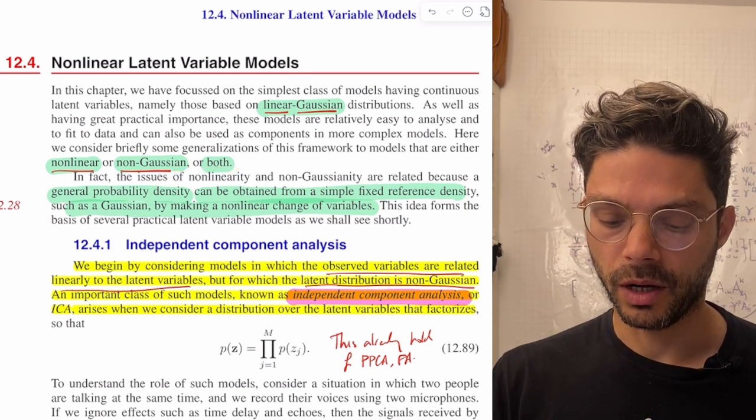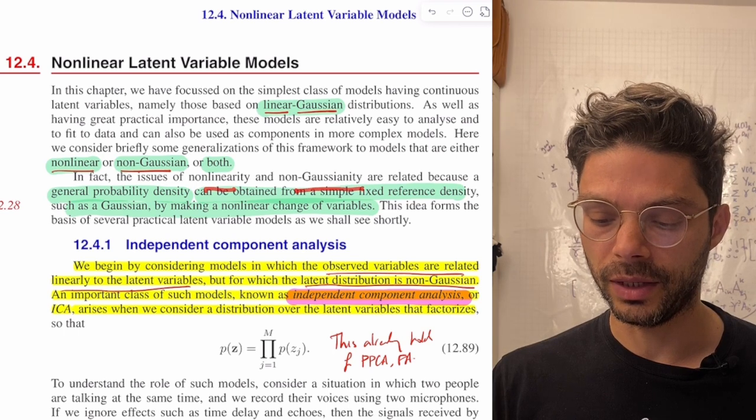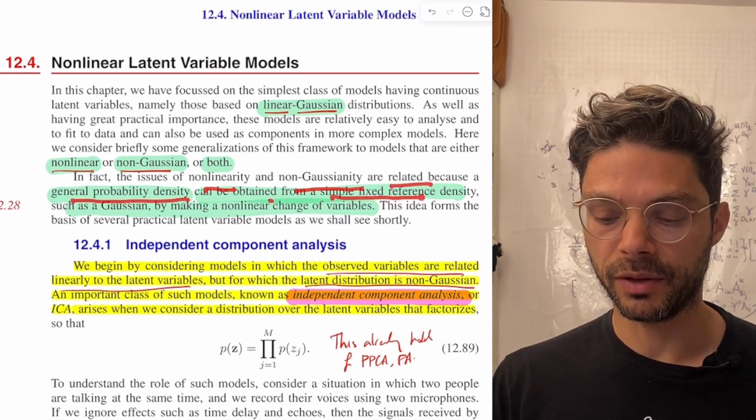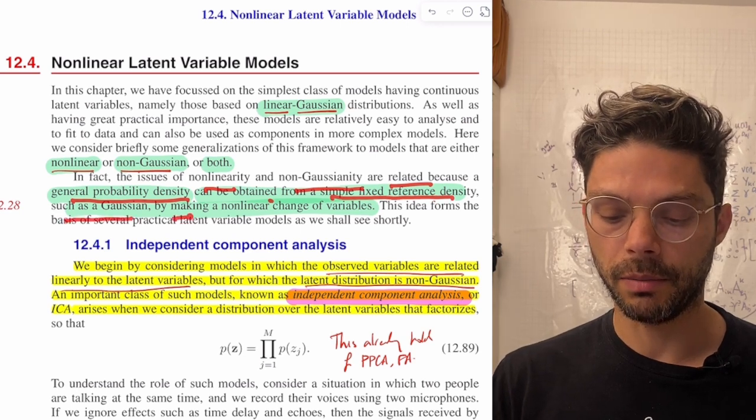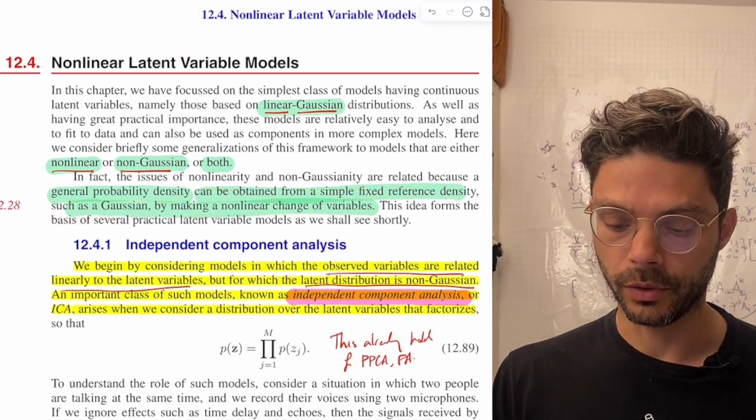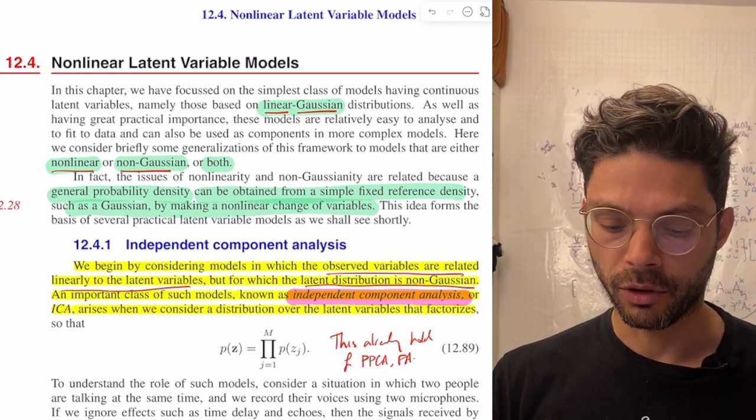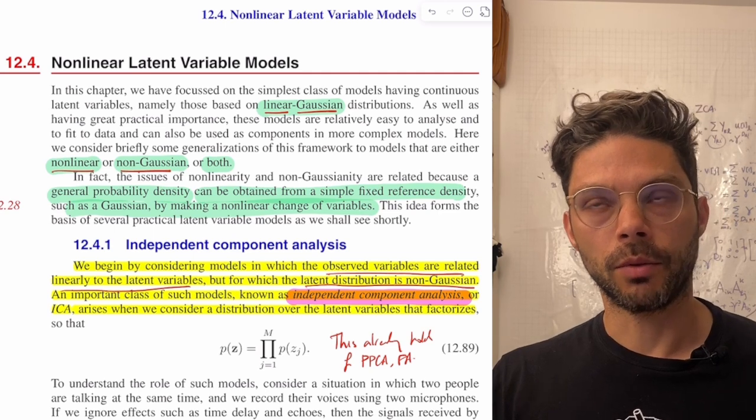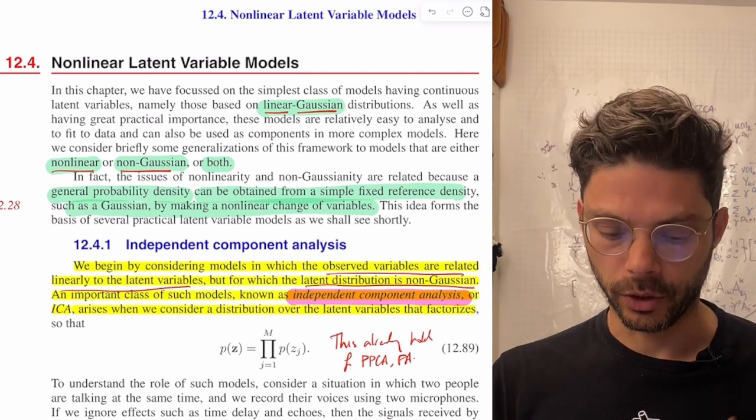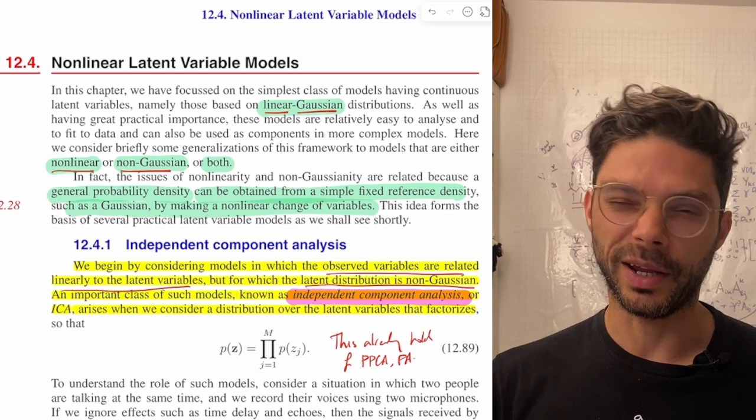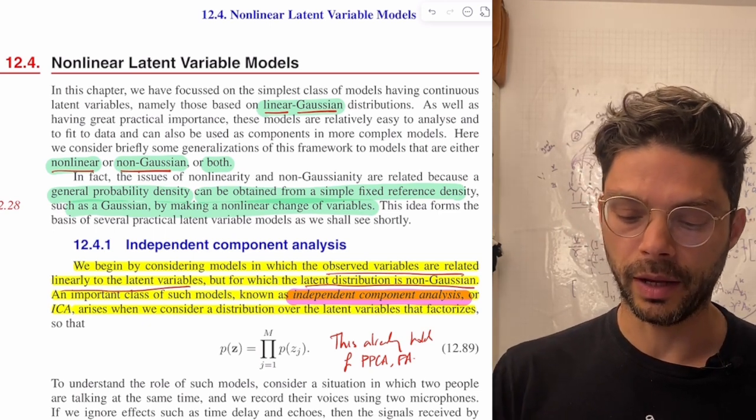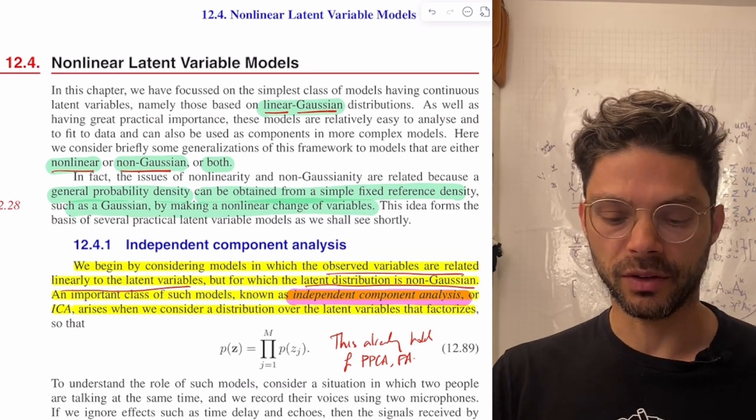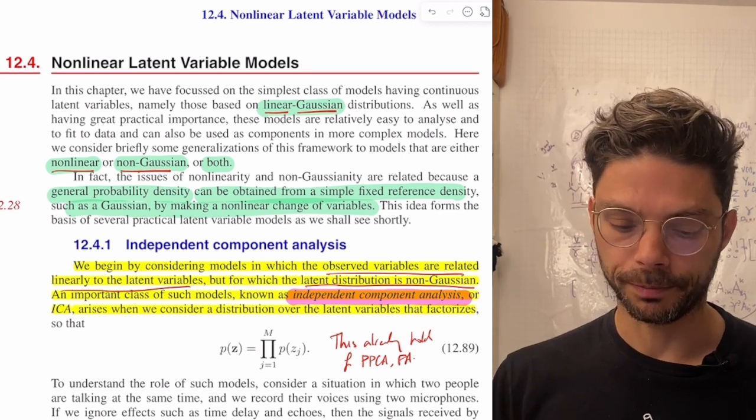So in fact, the issues of nonlinearity and non-Gaussianity are related because a general probability density can be obtained from a simple fixed reference density, such as a Gaussian, by making a nonlinear change of variables. Okay, so this goes back to the change of variables formula. I don't know much about them, but there's a technique called normalizing flows, which really exploits this, which we can learn about. I think it's in the new deep learning book, but it's a powerful technique, talking about how you can transform Gaussians into whatever distribution you want.